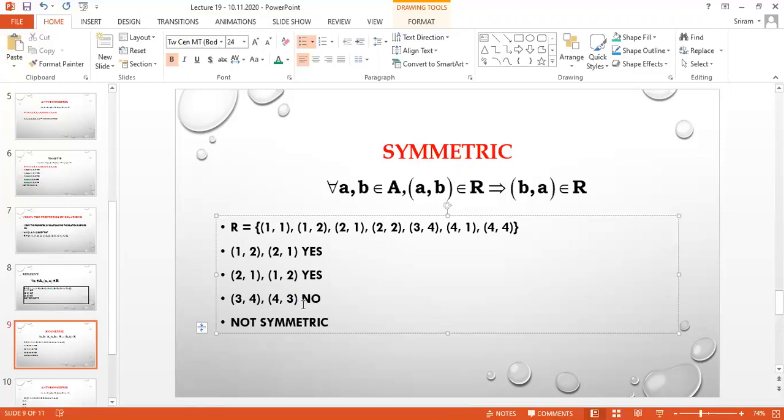If I had this, I would check the next pair, 1, 4, then 4, 1. If I have 4, 3, then I have to check the next pair one by one. Understand the idea, dear? Now, everybody understand what is symmetric? Shall I go to the next one?